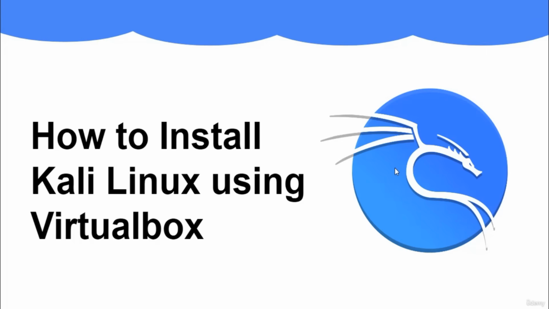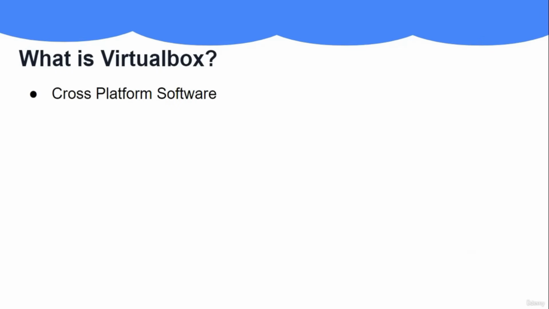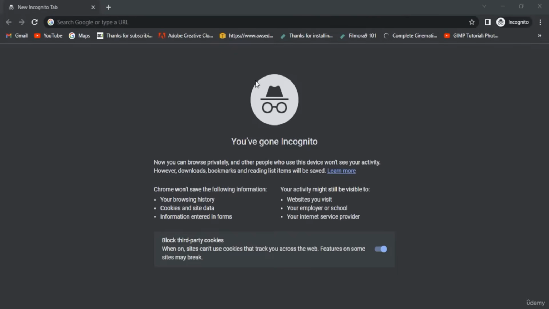Hello everyone, welcome to this tutorial on how to install Kali Linux in our local system using VirtualBox. Now VirtualBox is a cross-platform virtualization software. It allows users to extend their existing computer to run multiple operating systems, including Microsoft Windows, Mac OS, Linux, Oracle at the same time. So let's start with our installation.